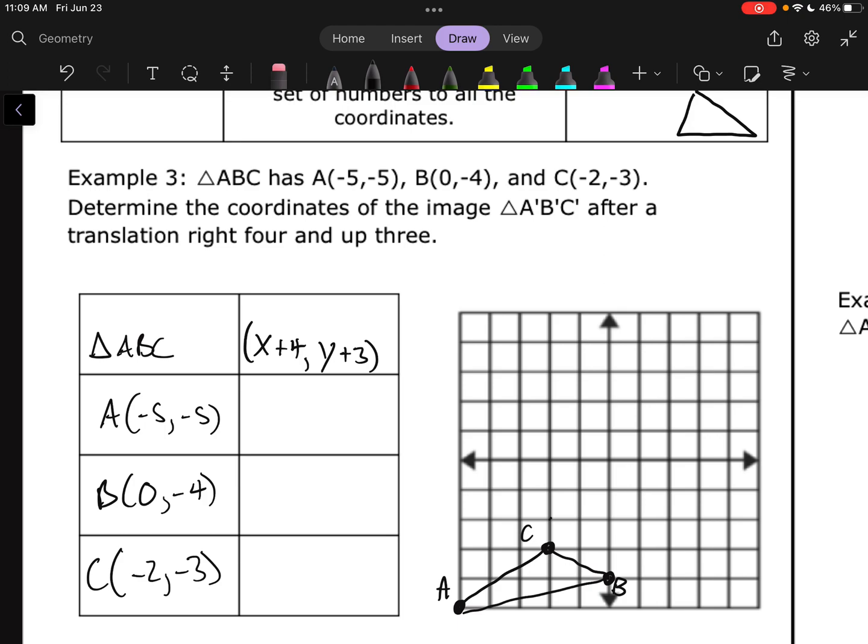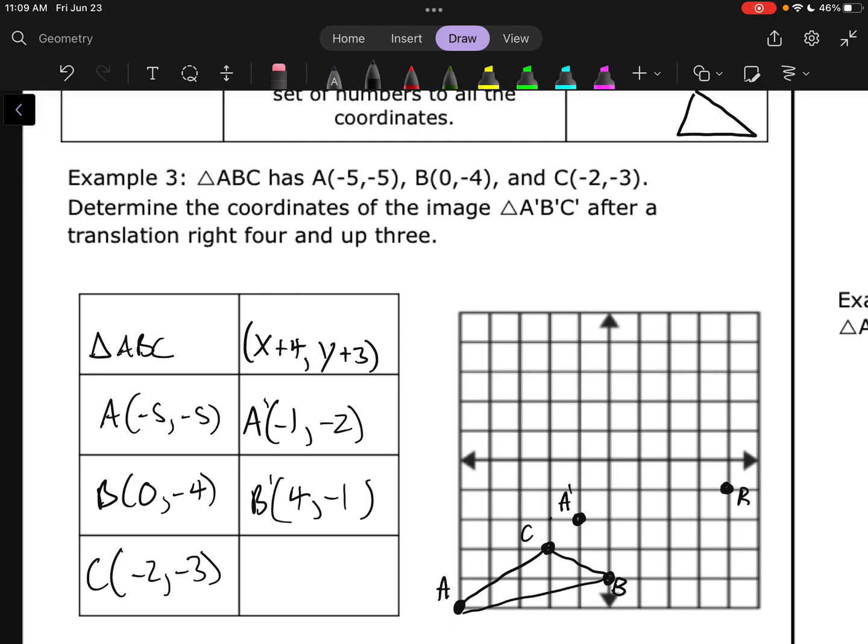We're not multiplying like we did with the dilation. Instead, we're going to be adding or subtracting depending on which direction we want to move. So let's try to use that rule to create our image. So for A prime, -5 plus 4 is -1, and -5 plus 3 is -2. So -1, -2. Here's A prime. For B prime, 0 plus 4 is 4. -4 plus 3 is -1. So 4, -1.